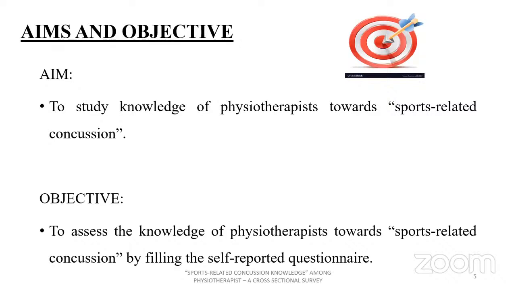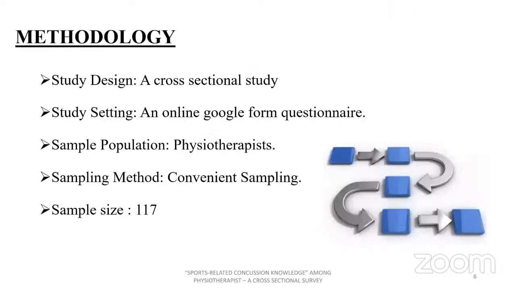Aims and objective. Aim: to study knowledge of physiotherapists towards sports-related concussion. Objective: to assess the knowledge of physiotherapists towards sports-related concussion by filling the self-reported questionnaire. Methodology: study design was a cross-sectional study. Study setting was an online Google Form questionnaire. Sample population were physiotherapists. Sampling method was convenient sampling, and sample size was 170.